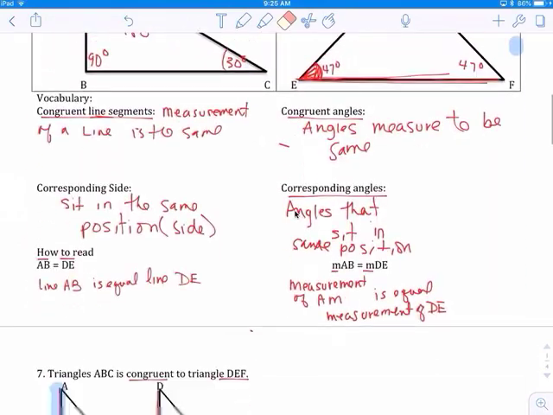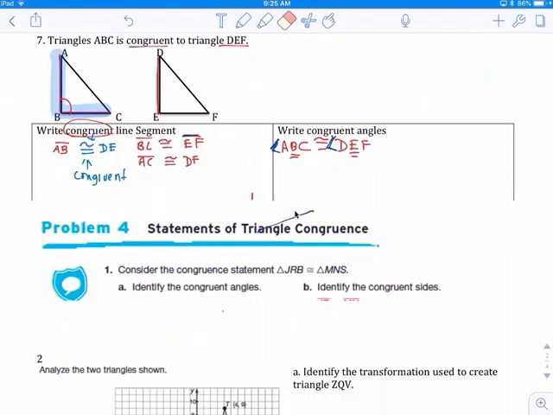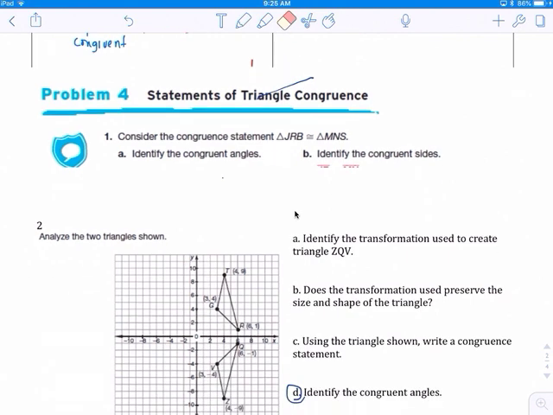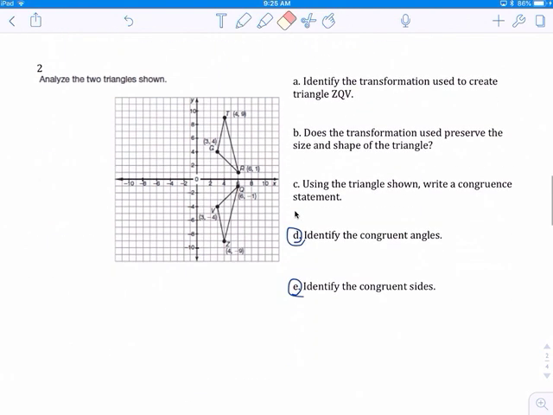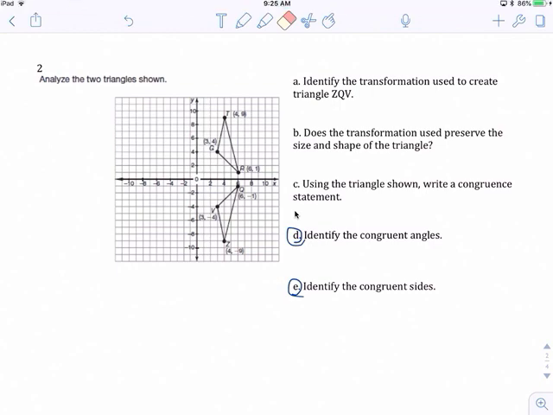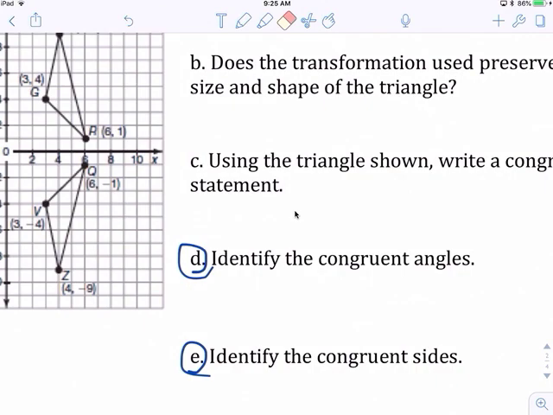We didn't get to do congruent. Okay, number 2, do only, I'll go over the rest, just do D and E, so identify congruent angles.